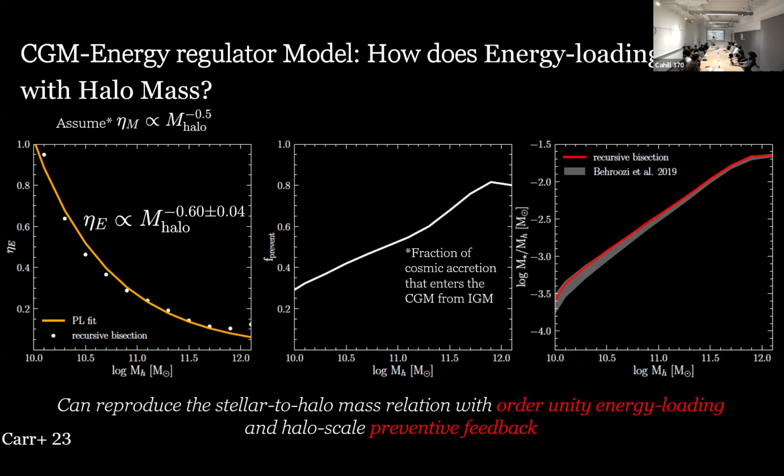And so the white points are just the best fit values for the A to E that lands you on the Peruzzi relation, and we found that it's this power law fit that scales with halo mass. And this is just this fraction, this F per min term that falls out of our cosmic accretion term, that we find that this process should be very efficient in these low mass halos, but increasing efficiency as you reach Milky Way galaxies.